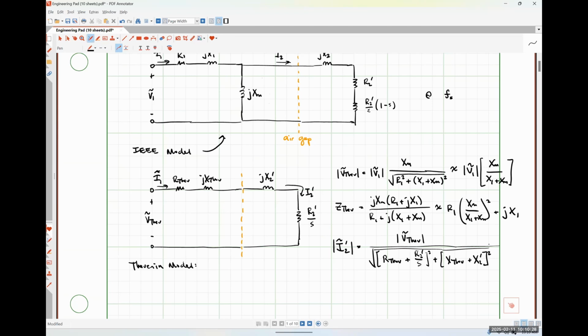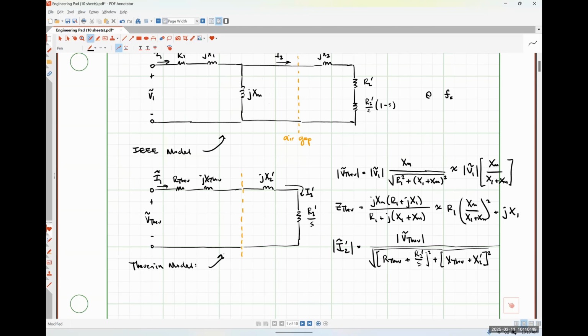And then after we did this, we went through and we just simply used some of these results to calculate air gap power. And then that was kind of where we stopped. Okay. So here's our Thevenin model. These are the parameters for the various things.